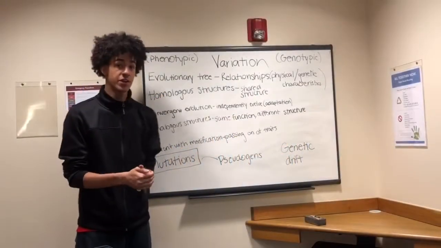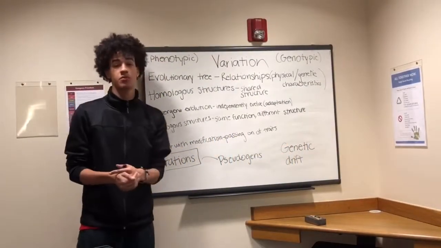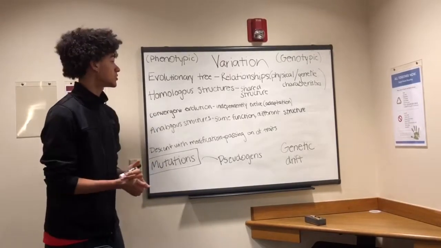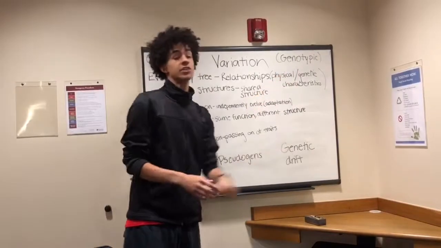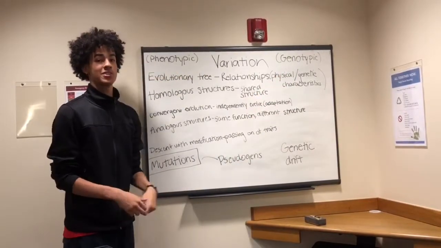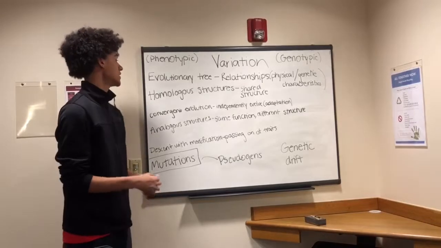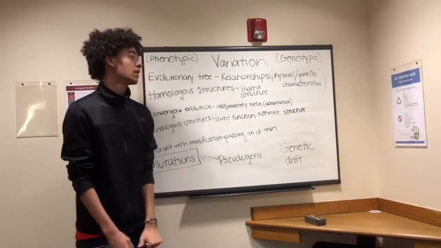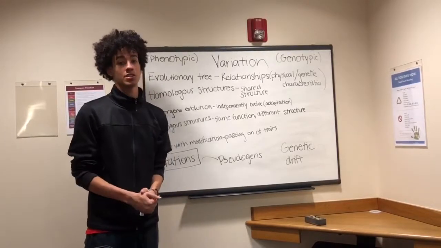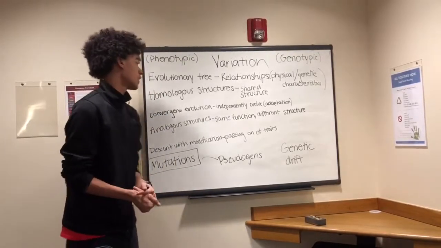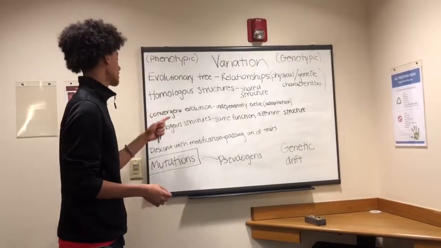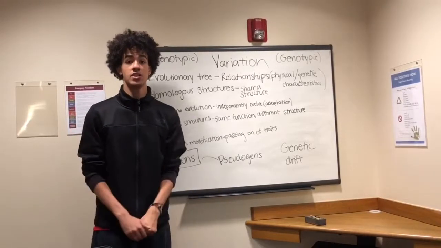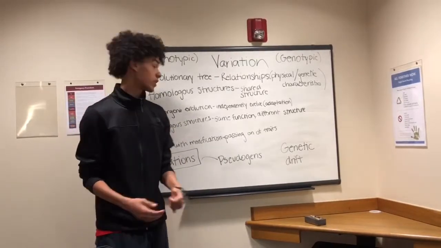There are two different types of variation. There's phenotypic variation, which refers to the effect of environmental factors on genetic potentials, and genotypic variation, which refers to genetic differences between organisms. We can see these differences in an evolutionary tree, which shows the relationships of both physical and genetic characteristics of different organisms.